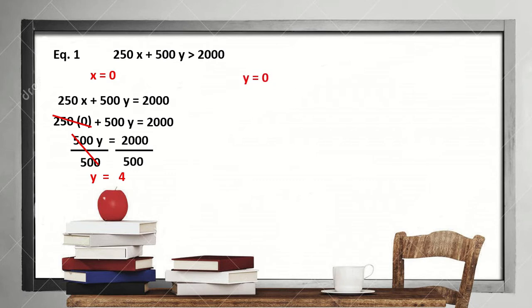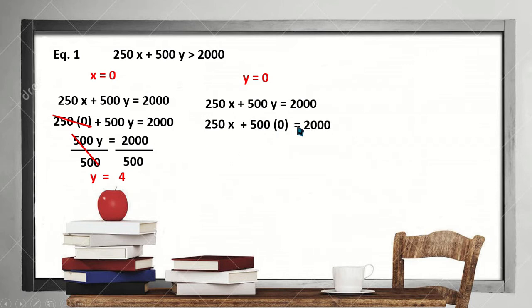Next naman ay y is equal to 0 naman. So yun pa rin yung equation natin. So ito naman yung papalitan natin ng 0. So we have 250x plus 500 times 0 is equal to 2,000. So cancel na si 500 times 0. Ang matitira is 250x is equal to 2,000. So dito para makuha natin sa x, divide natin both sides by 250. So cancel si 250. Ang matitira is x is equal to 8.